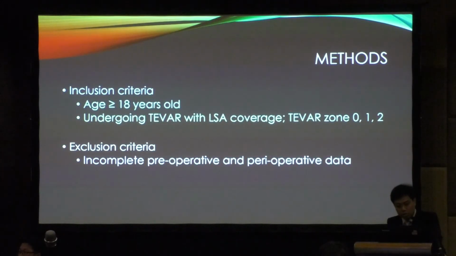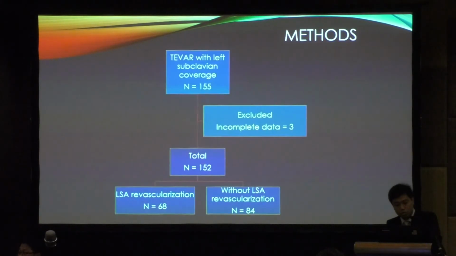The inclusion criteria are patients aged over 18 years old who underwent TEVAR with left subclavian artery coverage, and we excluded those with incomplete pre- and perioperative data. Of 155 patients who underwent TEVAR with left subclavian artery coverage, 3 patients with incomplete data were excluded. So the total number of our population was 152, which consists of 68 in the left subclavian artery revascularization group and 84 in the group without left subclavian artery revascularization.